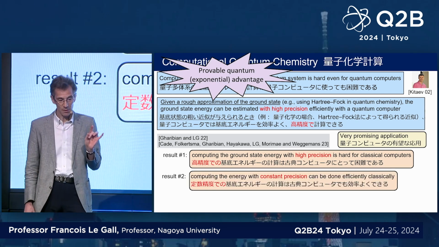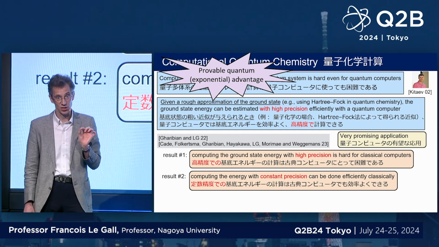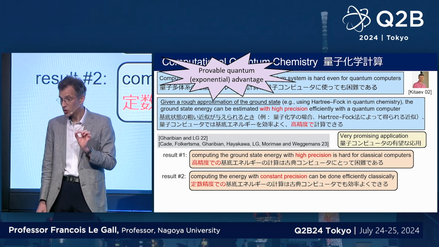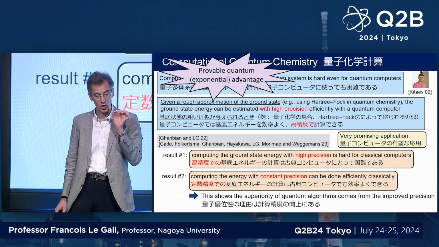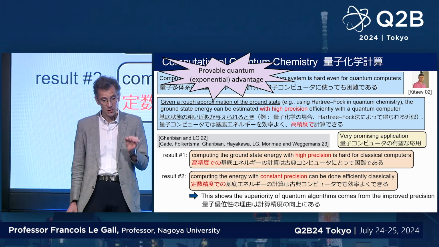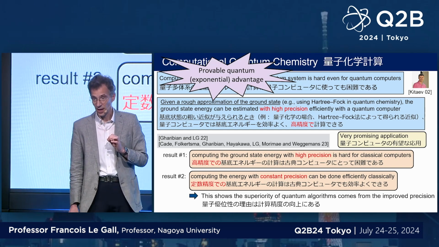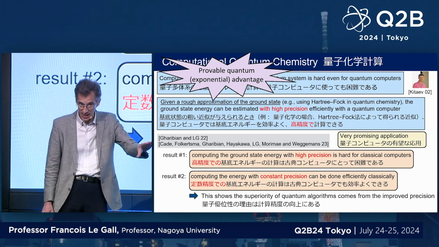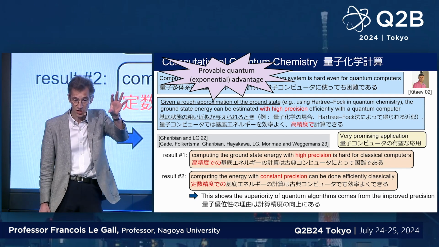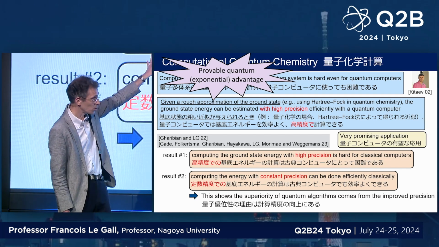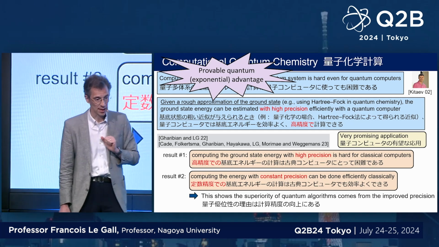We have also been able to show that computing the energy with constant precision is easy even on a classical computer. The combination of these two results shows that the superiority of the quantum algorithm comes from the improved precision that you can obtain. Constant precision can be done classically efficiently, but inverse polynomial precision, or high precision, can be done on a quantum computer and cannot be done on a classical computer. And there are some computational complexity assumptions.